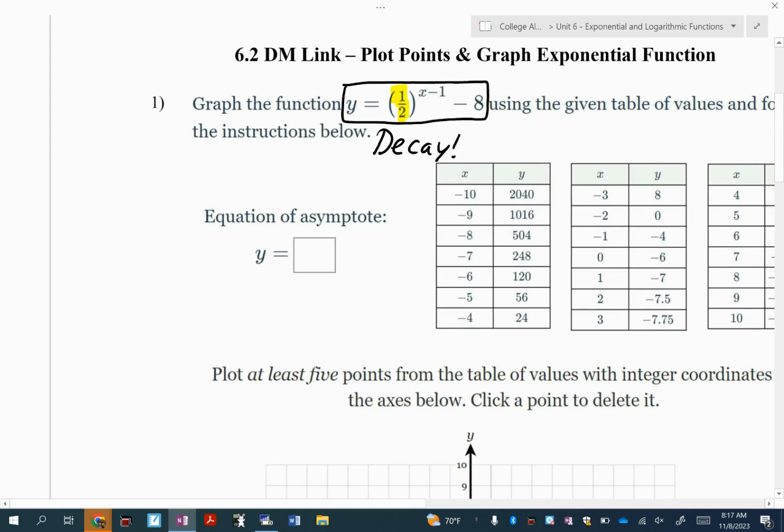That's the first thing I want you to do. Look at the base. If it's between 0 and 1, it's decay. And if it's greater than 1, it's going to be growth. Yes, every time.